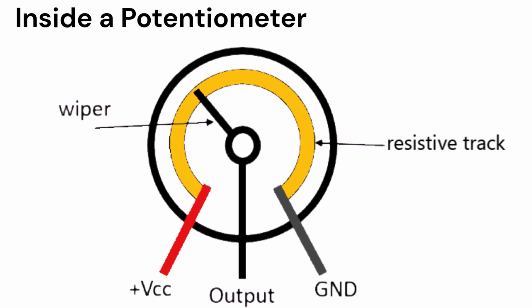The resistive element is typically a circular or linear track made of a resistive material, such as carbon or metal. The wiper is a conductive material, usually a small metal piece, that can slide along the resistive track. This makes potentiometers very useful in electronic circuits.